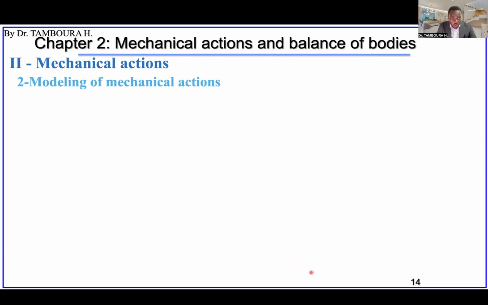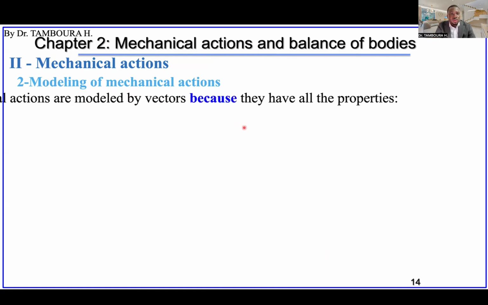Now we are going to modelization, how to make modeling of mechanical actions. Because we know now there are two big families of mechanical actions: forces and moments, right? And we have seen a few examples of those. So now, how can we represent these mechanical actions? How can we do the modeling of these mechanical actions? This is what we are going to see in this part.